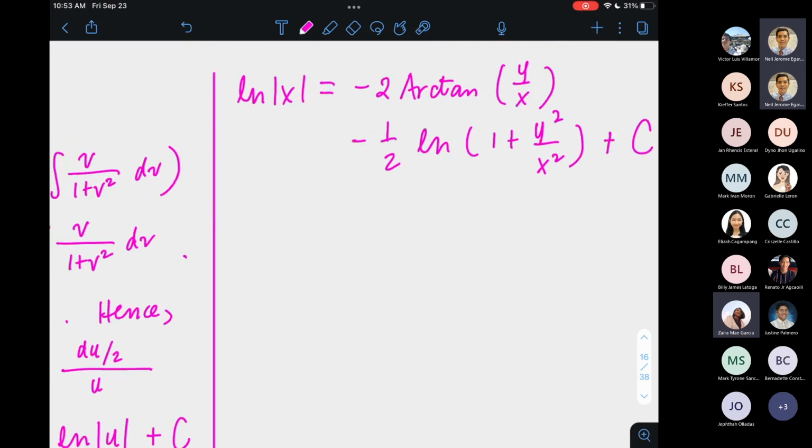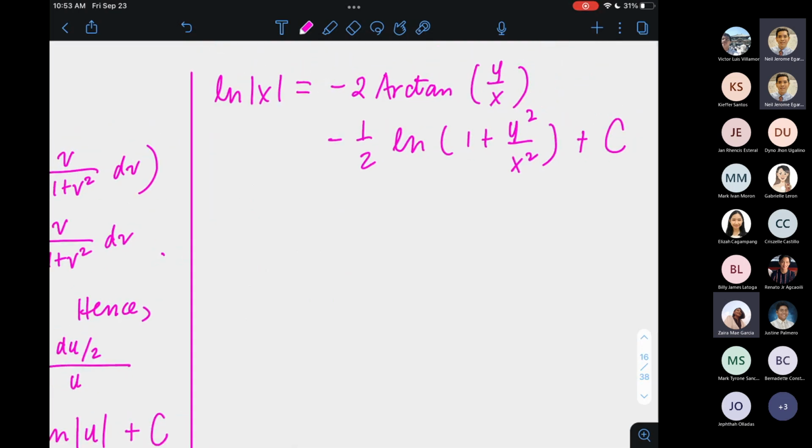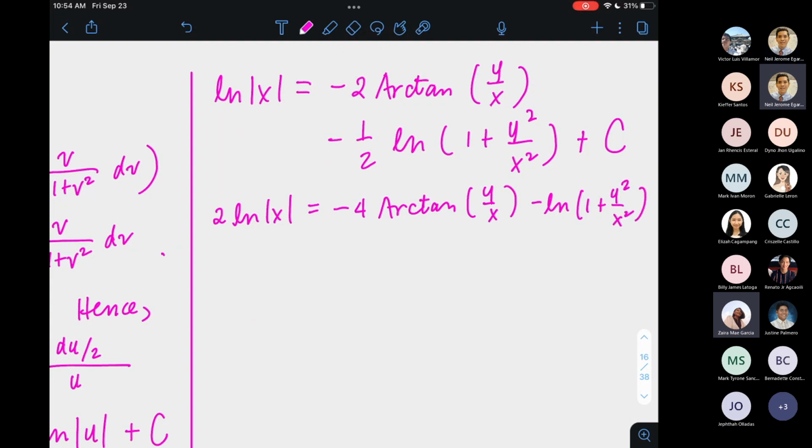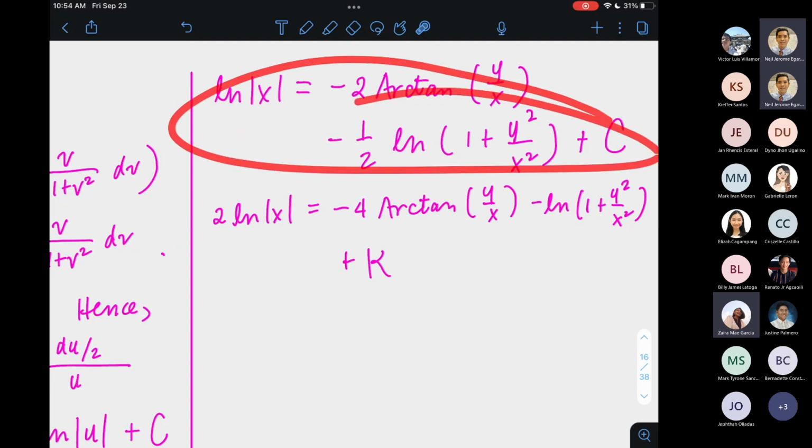Pero if you want to make pasikat at sabihin mo, sir, magaling ako sa laws of logarithms, so you can continue, ano? So you can do it as ln, or basically para mawala yung problema ko about exponents, I can multiply both sides by 2. So I'll have 2 ln absolute value of x equals negative 4 arctan ng y over x, then minus ln ng 1 plus y squared over x squared plus an arbitrary constant k para i-factor in yung multiplication by 2, right? Kasi nag-multiply ako ng 2 both sides.